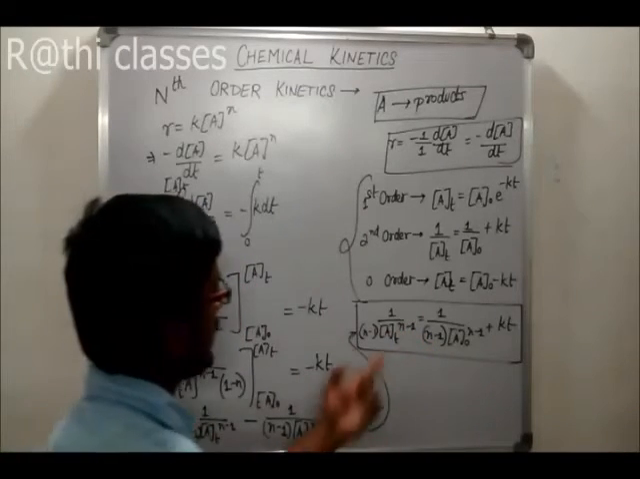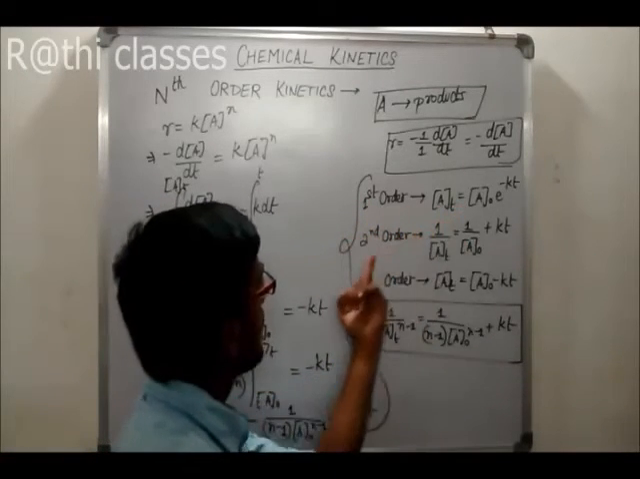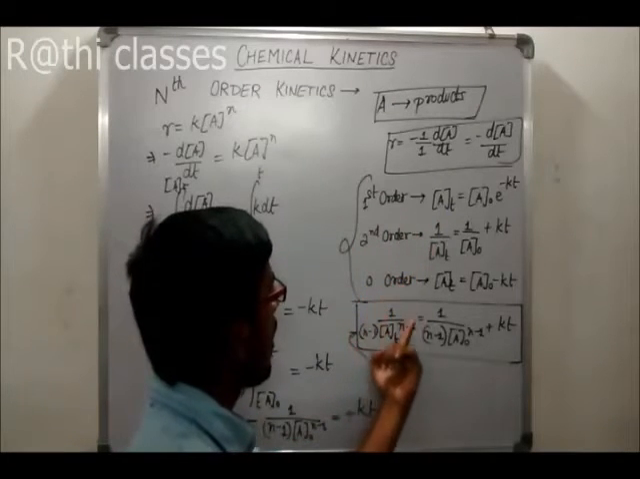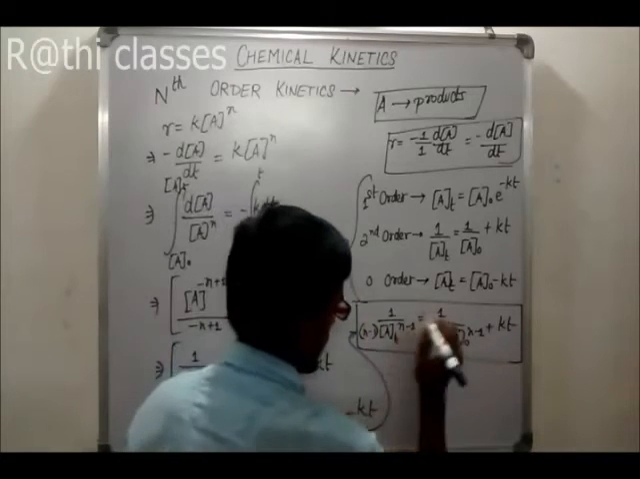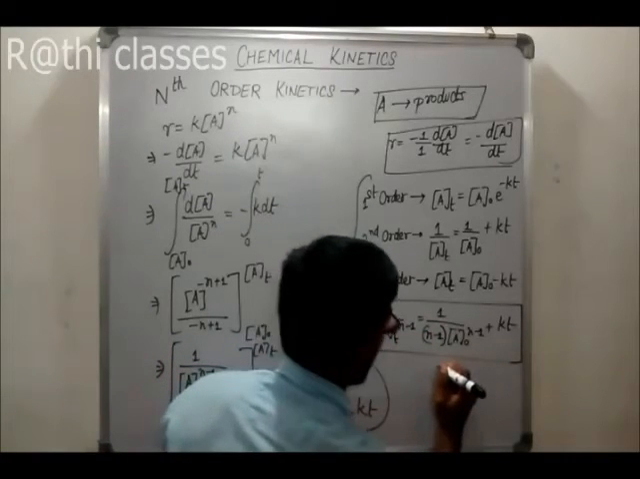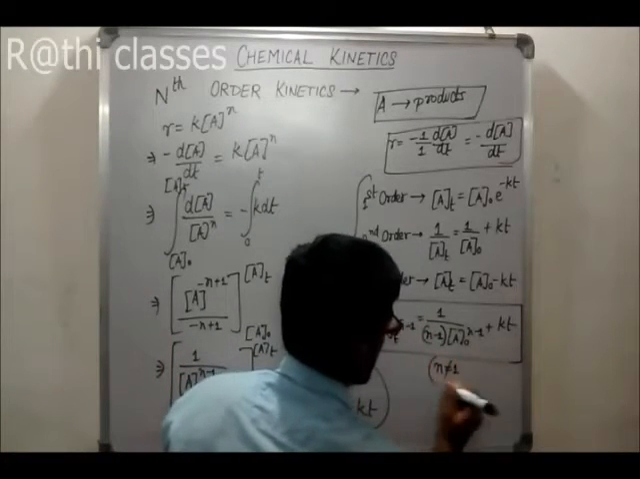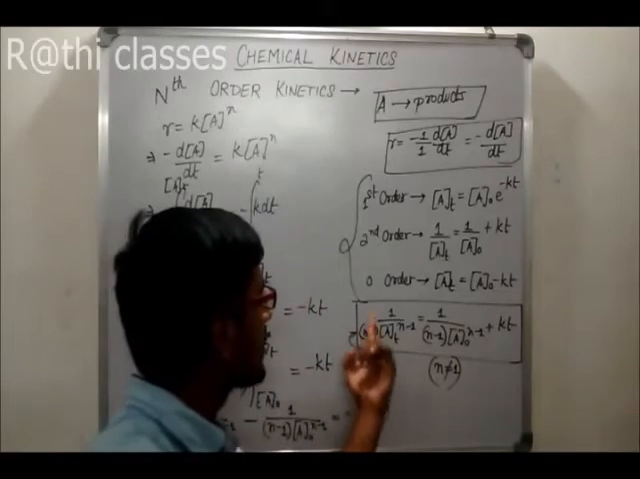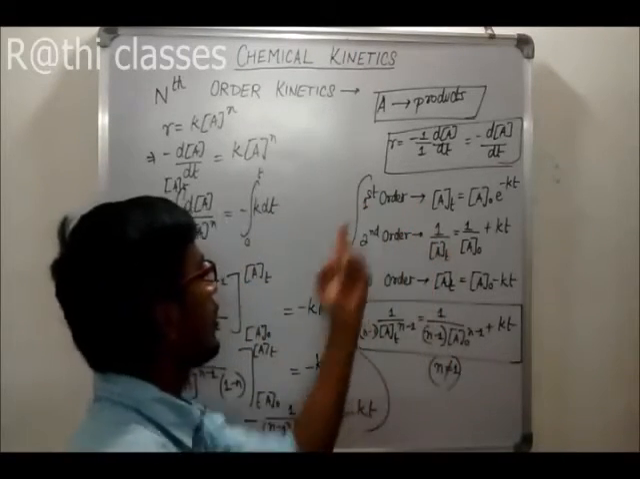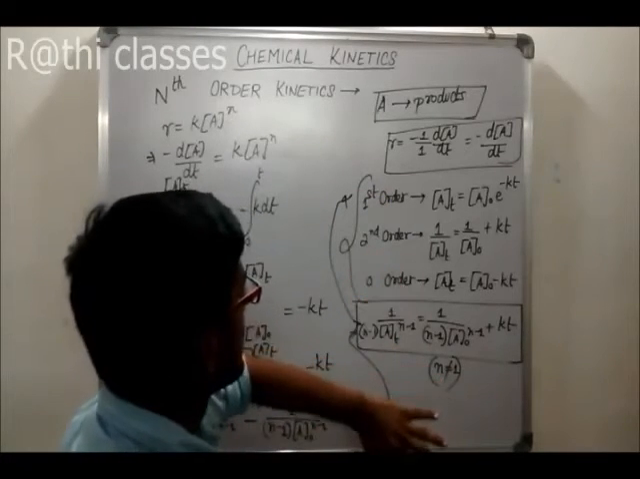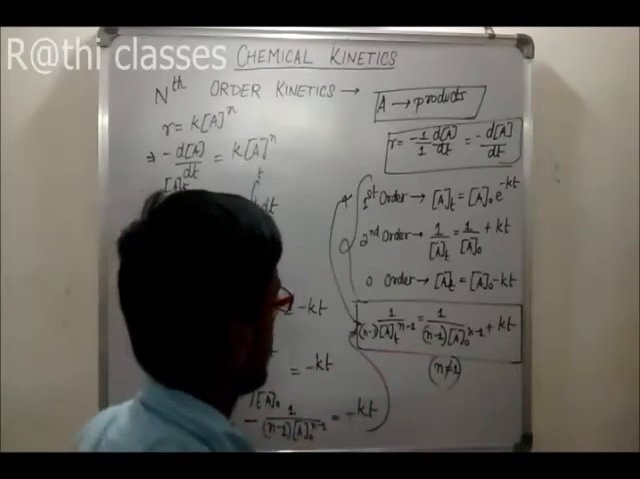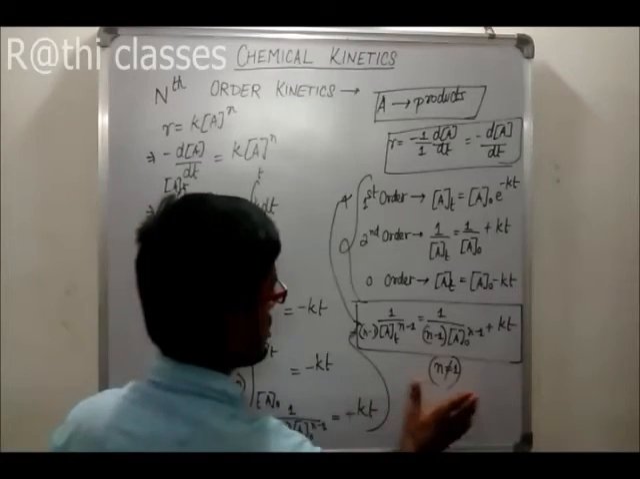Putting the value of n as 1, we get this result. Putting 2, we get this result, and putting 0, we get this result. One thing, this expression is not valid for n equal to 1. n is not equal to 1 in this case, because if we put n equal to 1, we get undefined results. So for n equal to 1, we cannot use this result directly. For any other order, we can use this general result, right?